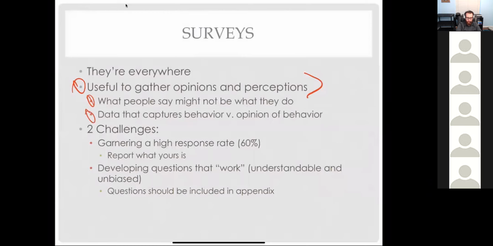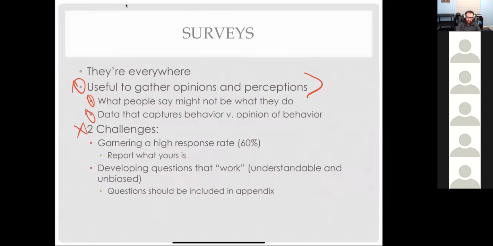Right? We do need data that captures behavior. We also sometimes do need data that captures the opinion about behavior. How do people feel about the death penalty? How do people feel about political issues? And what would you likely vote for if you were given the following options? Those types of things are important. So we need to use surveys for these reasons.